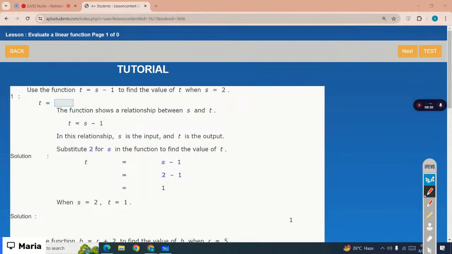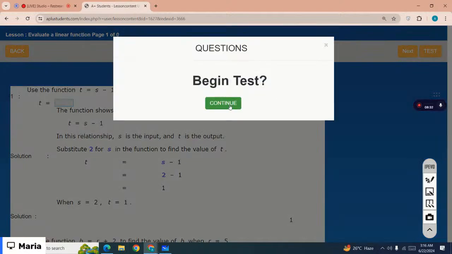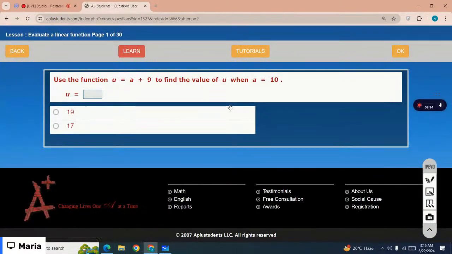Let's just start with the test questions. Use the function u equals a plus 9 to find the value of u when a equals 10. So here the function is u equals a plus 9, right? And you are given a is 10. So replace the a with the value, you have to substitute the value of a. So that will be 10 plus 9 equals 19. So the correct option is 19. Option number 1 is the correct option. Got it?